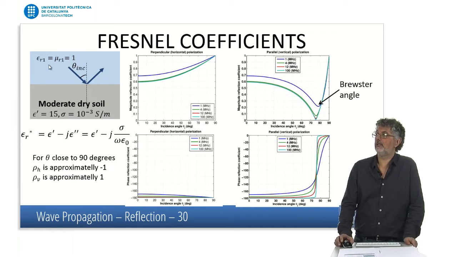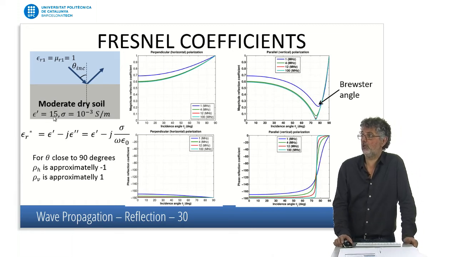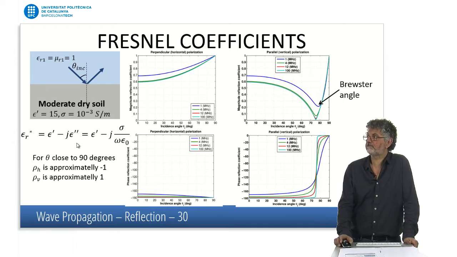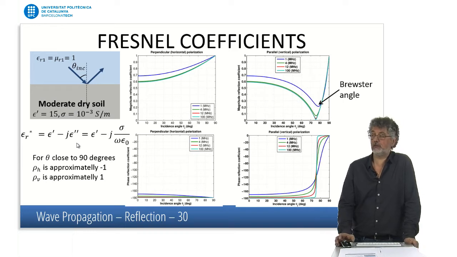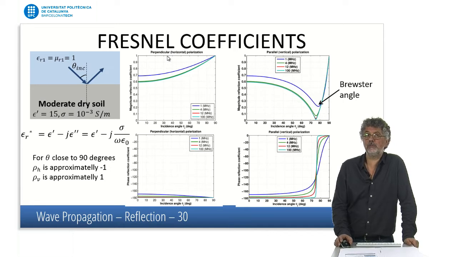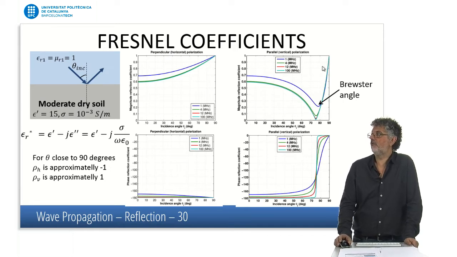We're going to assume that the relative permeability is 1. Let's consider the case of what we call moderate dry soil. That is a soil that has a dielectric permittivity of 15 and a conductivity of 10 to the minus 3 Siemens per meter. In that case, we can use the previous expressions to find the magnitude and phase of the reflection coefficients. This is the magnitude and phase for perpendicular, horizontal polarization, and the magnitude and phase for vertical polarization.